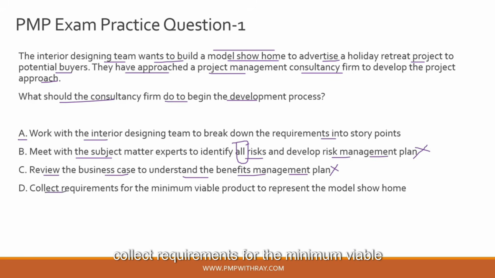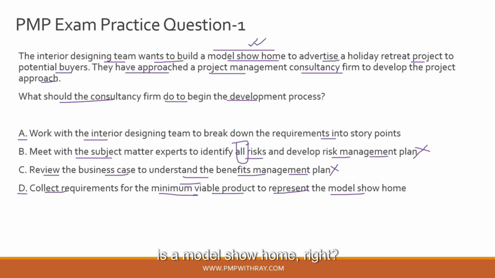Option D, collect requirements for the minimum viable product to represent the model show home. Now this is also a very good option, guys, because it is proposing that you should think about how to develop the minimum viable product first, because the show home is a model show home, right? It is not the entire holiday retreat project. So now after the first iteration, we are left with option A and option D.